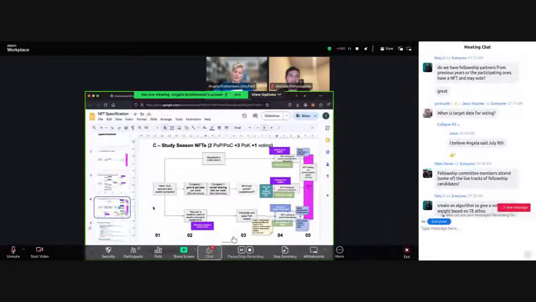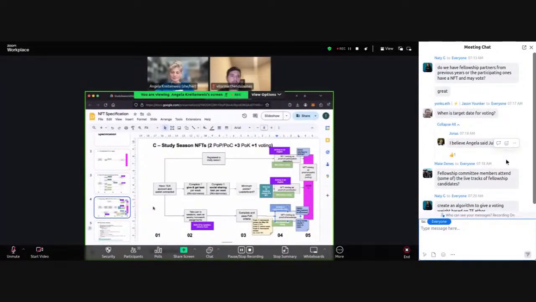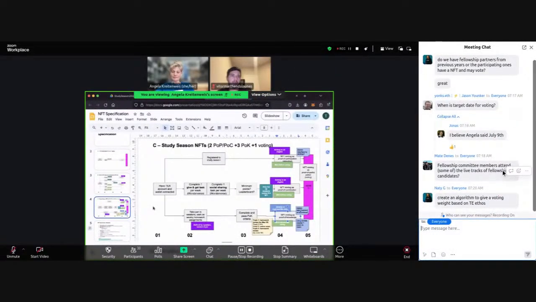Yeah. When does the week start? Is it between two consecutive sessions, like Wednesday to Wednesday? You mean what week? The voting week? No, it says to complete a give and get task per week.